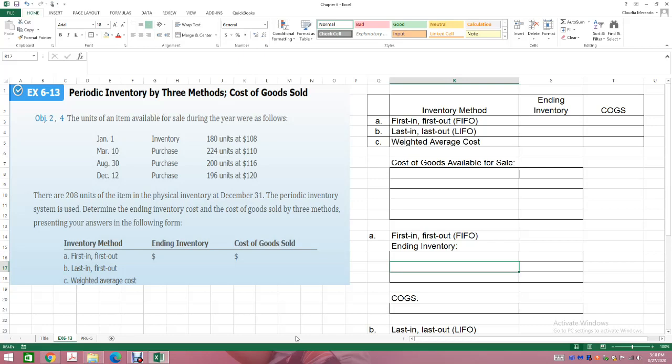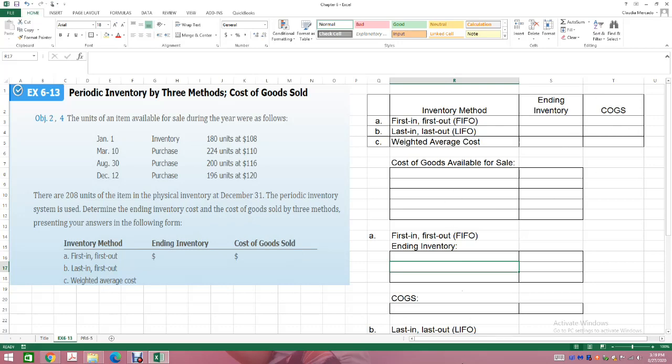Okay, the periodic inventory system is used. We have to determine the ending inventory cost and the cost of goods sold by the 3 methods. And they're asking us to present the information in this specific format, which is what I have set up here. I have the FIFO, LIFO, and weighted average, my ending inventory, and my cost of goods sold.